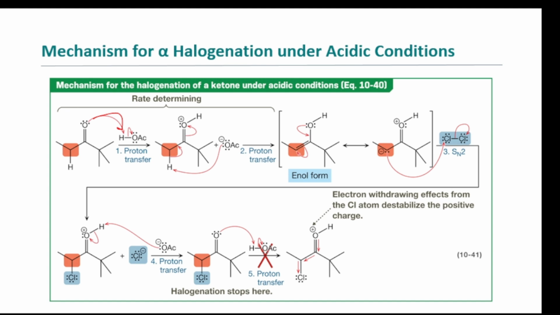What's going to happen next is we're actually going to have this group attack and pull that hydrogen here that's now acidic off. This is going to leave the electrons, which will then generate the enol. Can everybody see the enol okay?